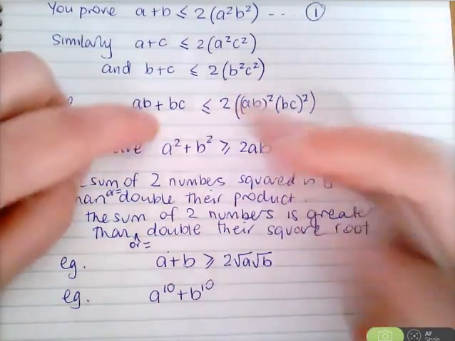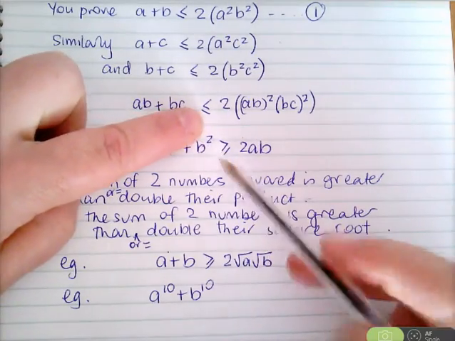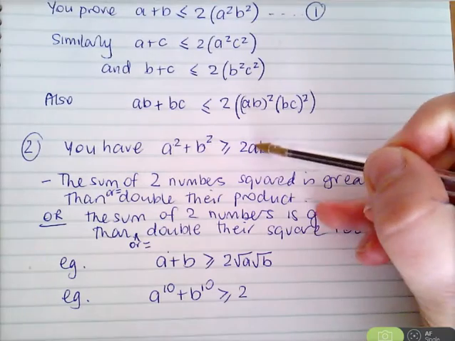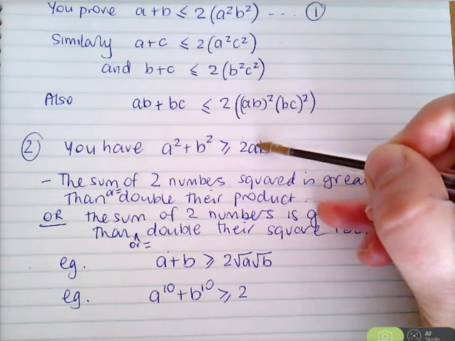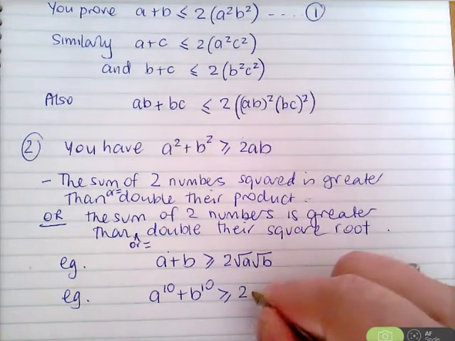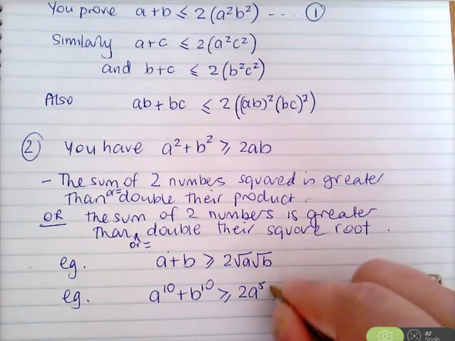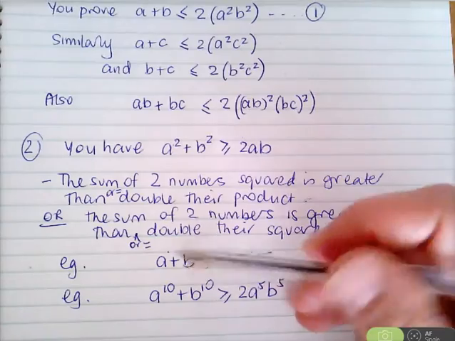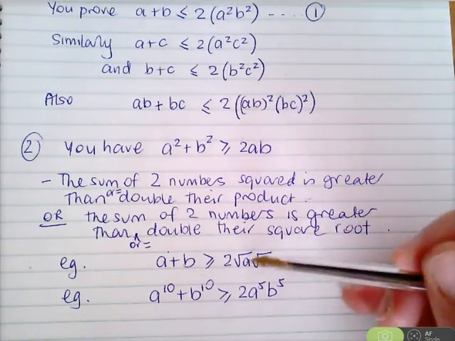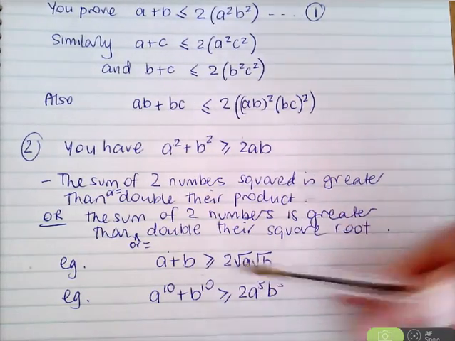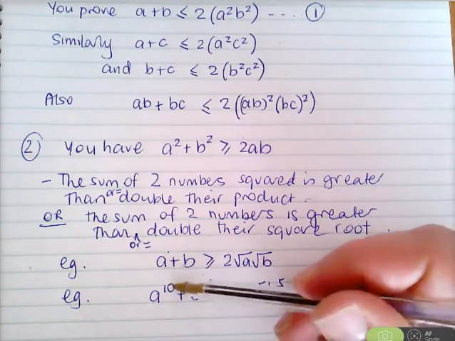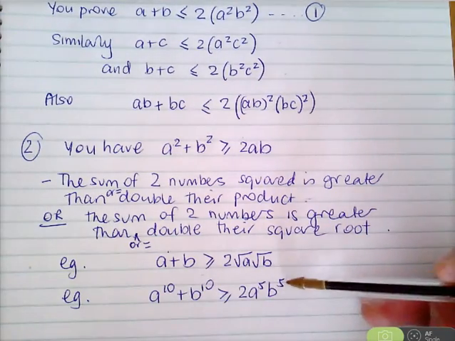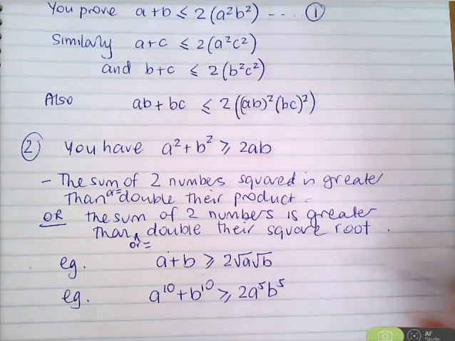All right, another example would be, using this relationship here, that a to the power of 10 plus b to the power of 10 is greater than or equal to 2 times. Notice that the power of this is half of that, so you could write it as a to the power of 5 times b to the power of 5. Or you could even do it from this relationship here, because the square root of a to the power of 10 is a to the 5, and the square root of b to the power of 10 is b to the 5, because square root means power of a half.